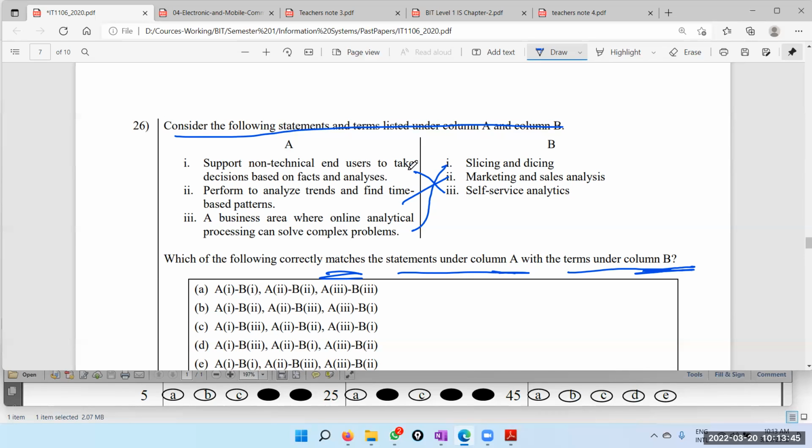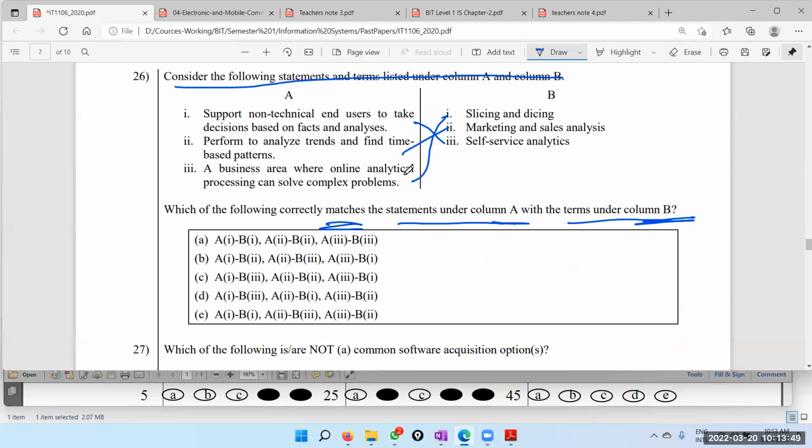Time-based patterns. I don't know. I'm not 100% sure because this is a fuzzy question. My gut feeling is this one. So that is 1, 2, 3. Do we have 1, 2, 3? These two. 1, 2, 3 and 2, 2, 2. So I will go for C. Right? Of course, it's sort of open question. I will go for C.